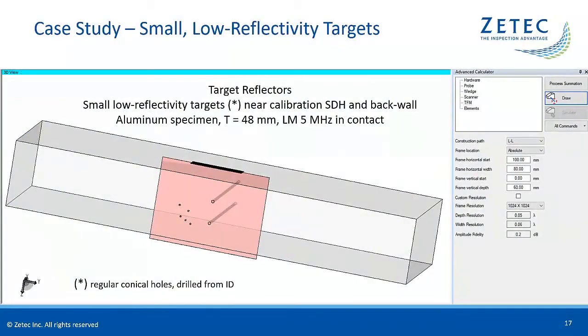In our next example, we will look at the imaging of small, low reflectivity targets close to large geometrical reflectors. For this purpose, we took an aluminum calibration block with 2 side-drilled holes and added multiple small holes drilled from the ID. The end of these regular drilled holes is conical, and therefore they are poor reflectors for essentially straight beam UT. A standard 5 MHz probe was used in direct contact with the specimen.